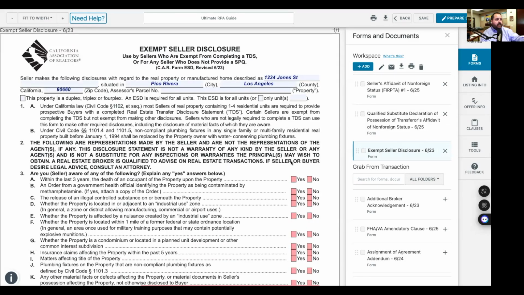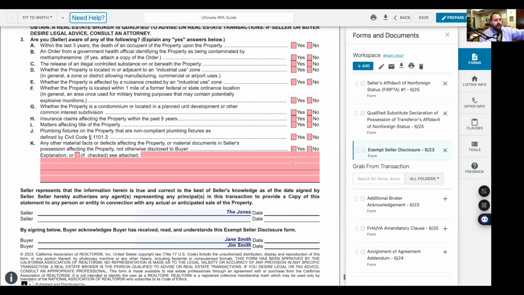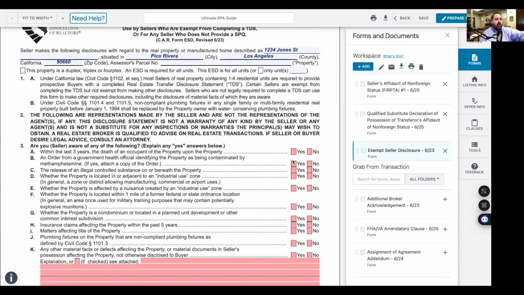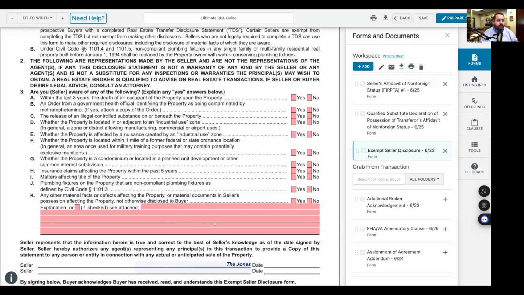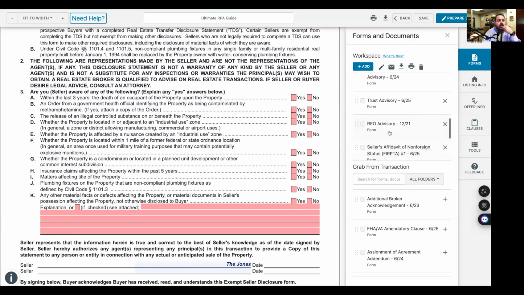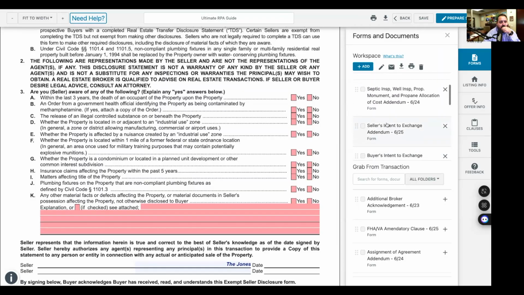And the exempt seller's disclosure is 1 page, you see, and it is those yes or no. Is the seller aware of, within the last 3 years, death of an occupant? Yes or no. And any yeses need to be explained in this section below. So it's just a much shorter disclosure, but it is things that they may or may not know about the property as an entity seller. Okay. All right. So that's that.